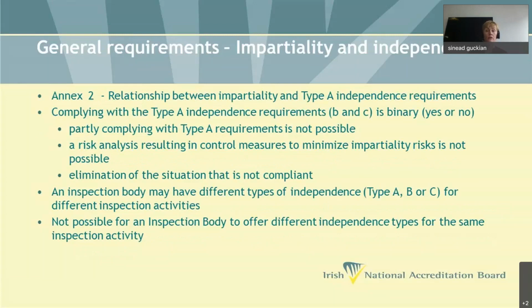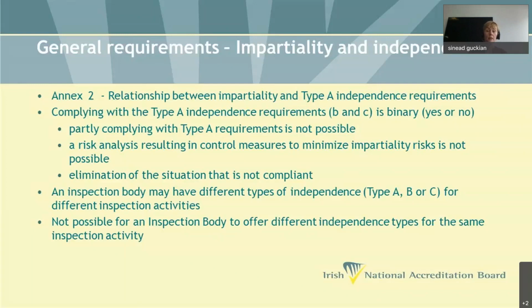Annex 2 of P15 then provides information on the relationship between impartiality and type A independence requirements. It states that complying with type A requirements is binary. It's a yes or no answer. Therefore, partly complying with it is not possible, nor is a risk analysis resulting in control measures to minimize the risks. And so elimination of the situation that is not compliant is the only mechanism for demonstrating that you meet independence requirements for type A.